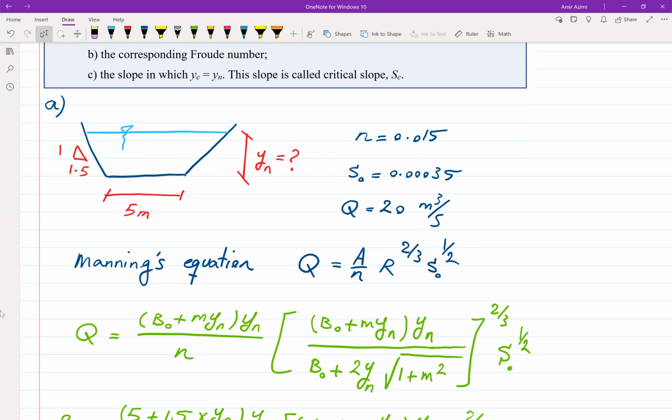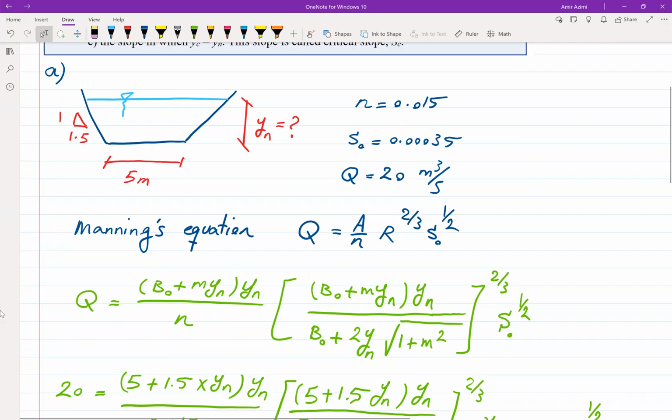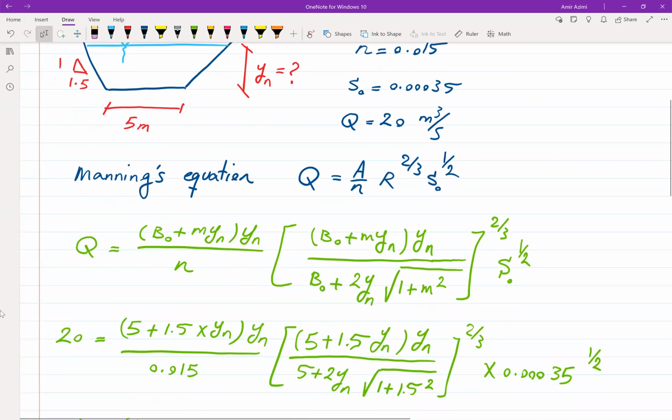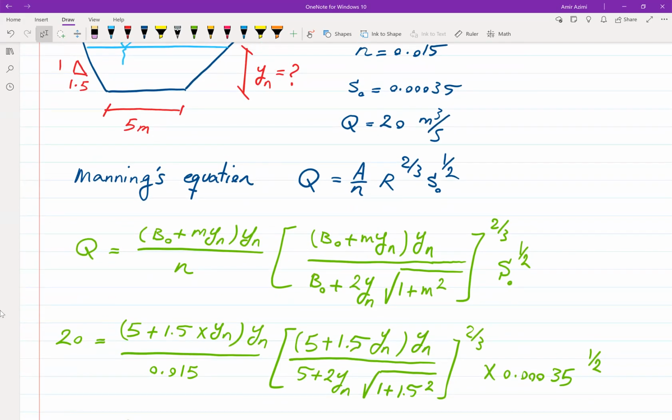For a trapezoidal channel, we have area as (B0 plus m·YN) times YN, and the hydraulic radius is area divided by wetted perimeter. When you insert the values of the channel bed and sidewall slope, Manning's coefficient and longitudinal slope, then on the left-hand side you have the discharge, and on the right-hand side you have one equation which is only related to the normal depth. So we go to the Excel file.